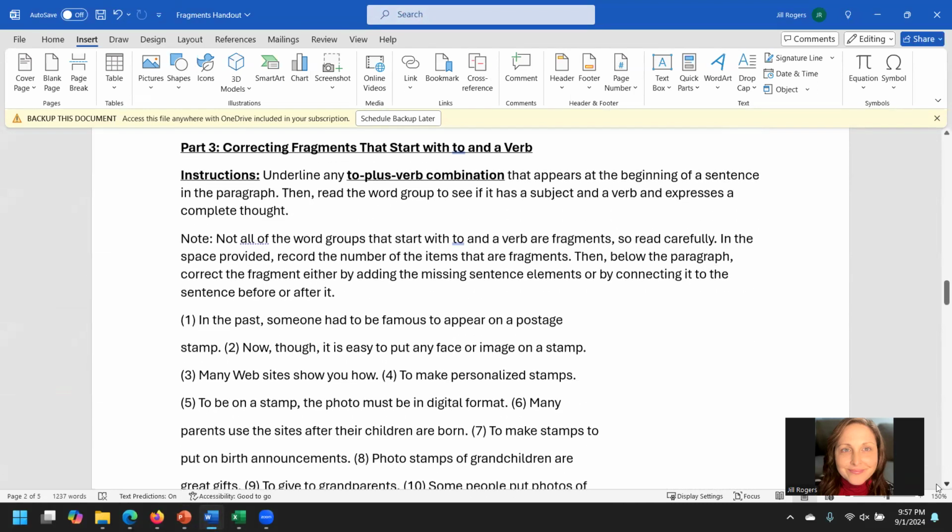Okay. So it's a paragraph. It's nicely numbered for you. Here are the instructions: underline any "to" plus verb combination that appears at the beginning of a sentence in the paragraph. Then read the whole word group to see if it is a subject and a verb and expresses a complete thought. Note, not all of the word groups that start with "to" and a verb are fragments, so be careful. It's just making sure that you're really careful.